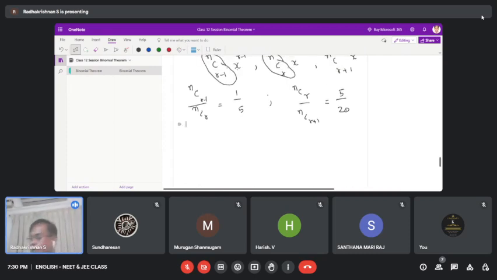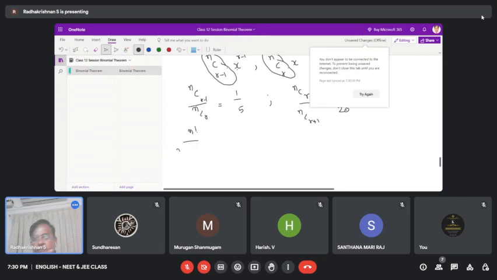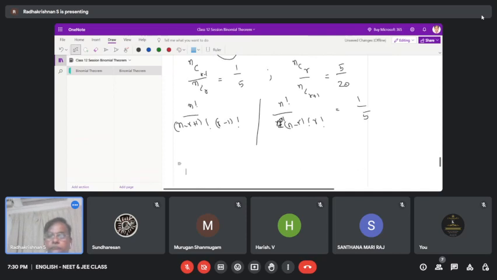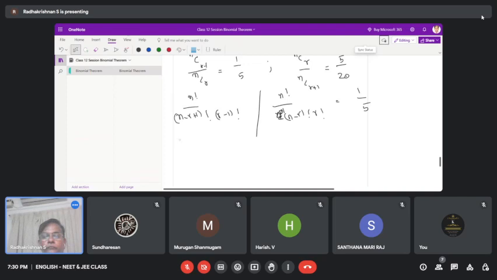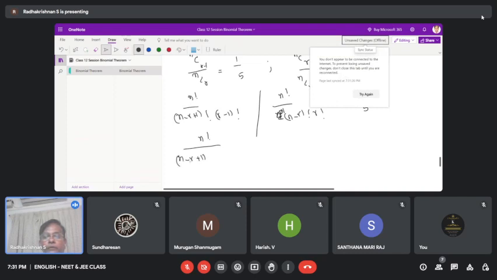So now you write down the formulas for nCr, nC(r-1), etc. So this is n factorial by (n minus r plus 1) factorial into (r minus 1) factorial, divided by n factorial by (n minus r) factorial into r factorial.